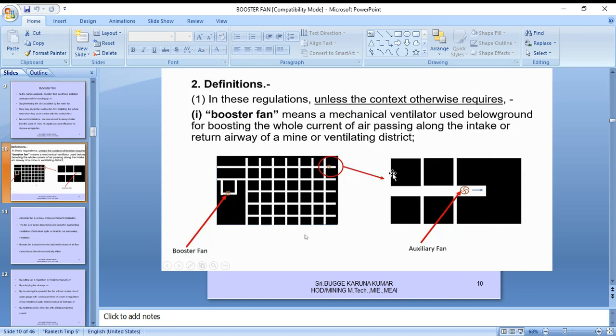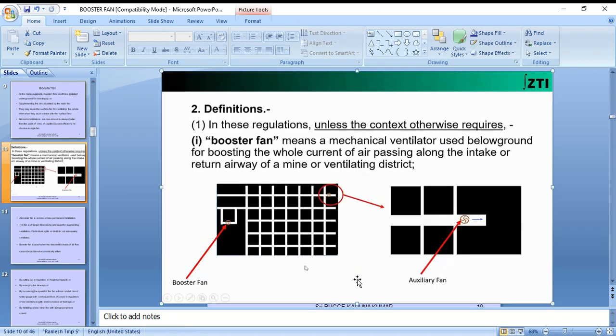This is a very clear figure. Where to install is also very important. By seeing it, you can understand.